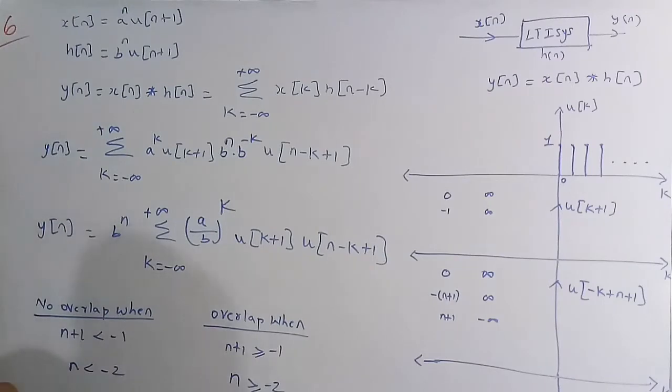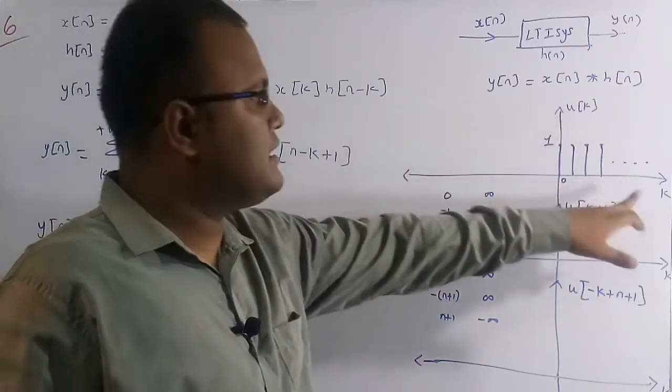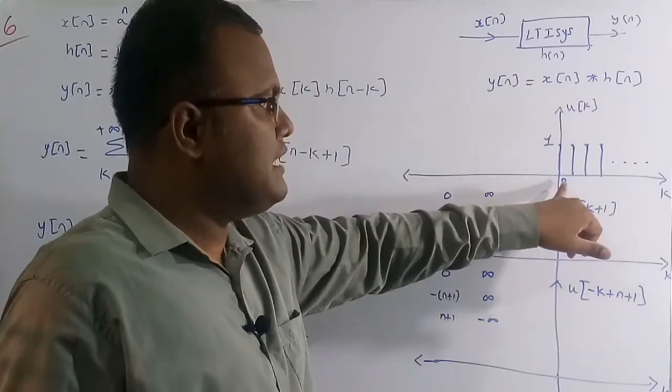Now we need to simplify. What is the value of u of k? Basically, u of k exists when k is greater than or equal to 0.